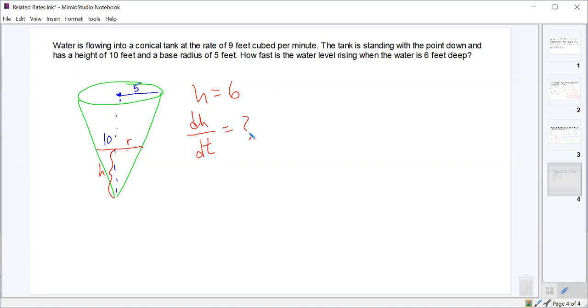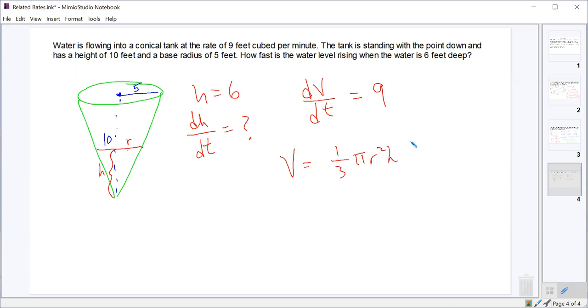What is that? Volume. That's a volume, right? And you can be clued in first off by the units, right? Cubic feet per minute. But that's dV/dt is 9. So we need to somehow relate volume to height. So first off, what's the volume equation for a cone? 1/3 pi r squared h.